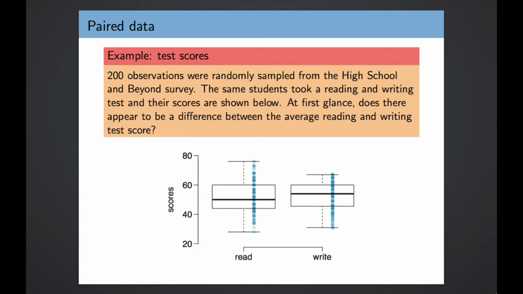So we want to know whether there is a difference between the average reading test score and the average writing test score. So looking at the plot below, at first glance, does there seem to be a difference between these scores? Well, we can see that the median for the writing scores is higher than the median for the reading scores, and the spread of the writing scores is a little bit smaller than that for the reading scores. So the reading scores are more dispersed. So the real question that we want to answer is whether that difference is statistically significant or whether we think that it is just due to random noise.